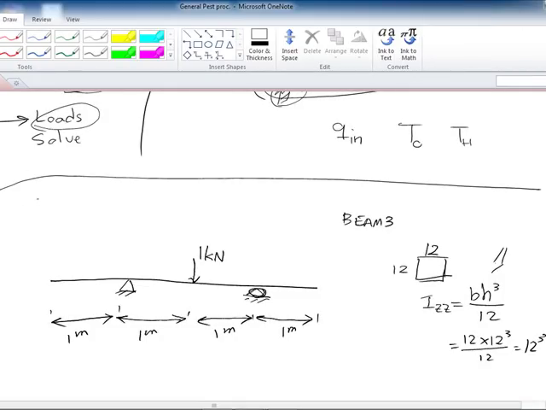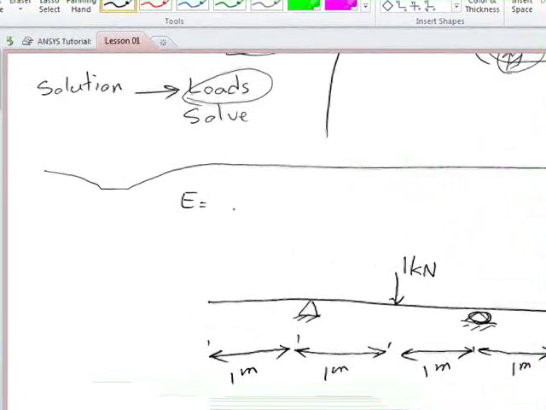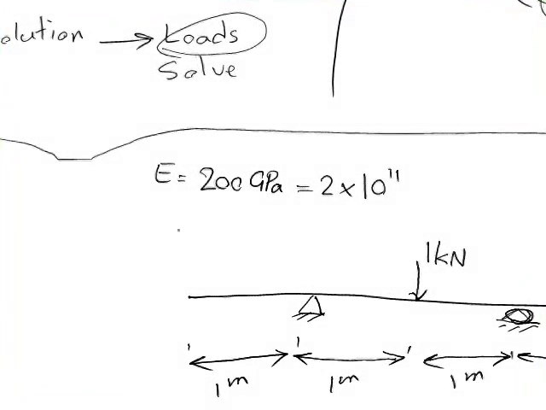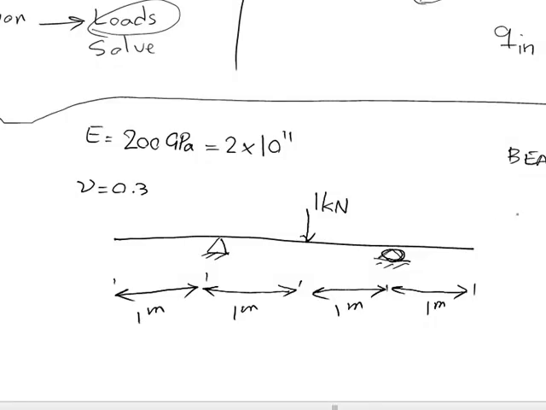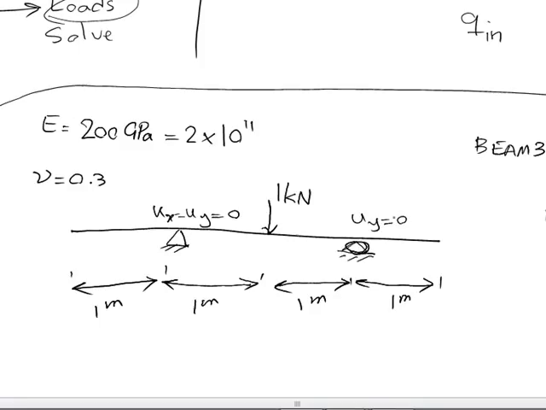My material is going to be steel with a modulus of elasticity of 200 gigapascals, which is equal to 2 times 10^11, and a Poisson's ratio of 0.3. And then the load is going to be 1 kilonewton right in the middle, and I have Ux equals Uy equals 0 in here, and Uy equals 0 in here as my constraints for this model.